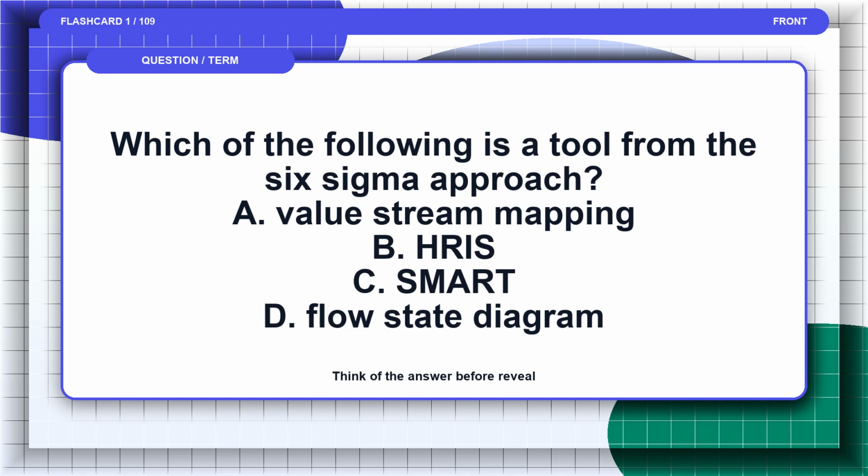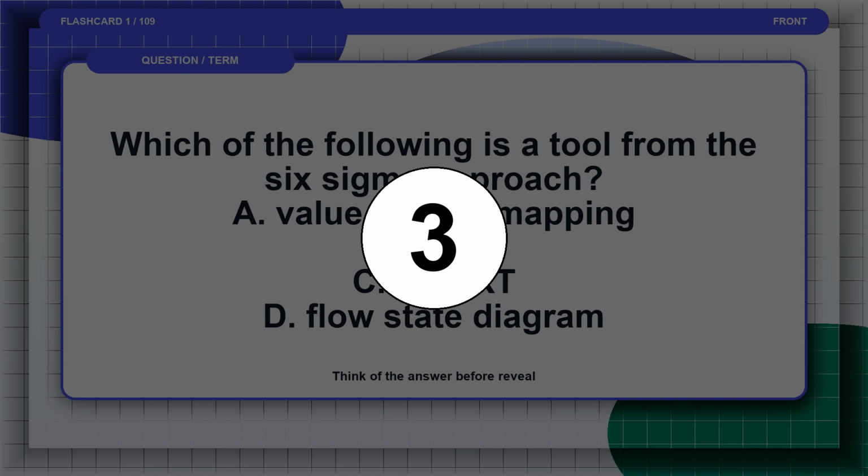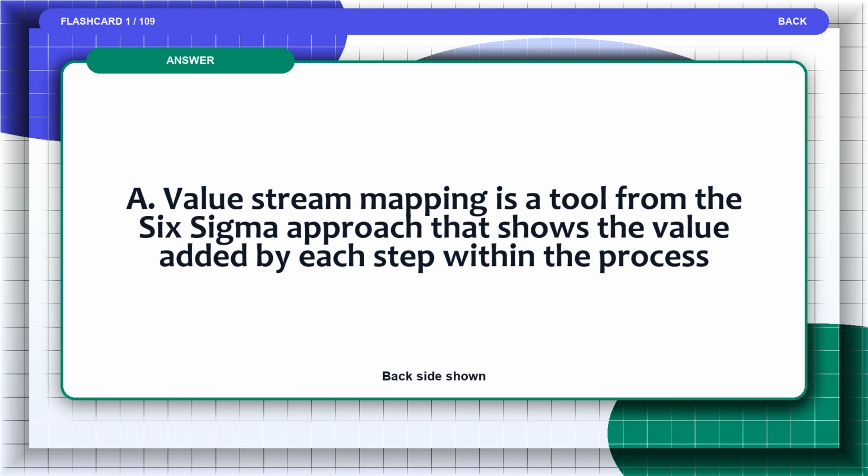Flashcard 1. Which of the following is a tool from the Six Sigma approach? A. Value stream mapping. B. A TRIS. C. Smart. D. Flow state diagram. Pause and think of the answer before the reveal. The answer is that value stream mapping is a tool from the Six Sigma approach that shows the value added by each step within the process.